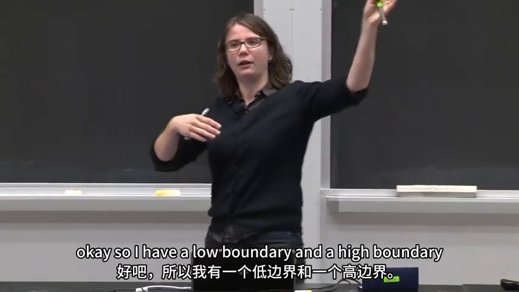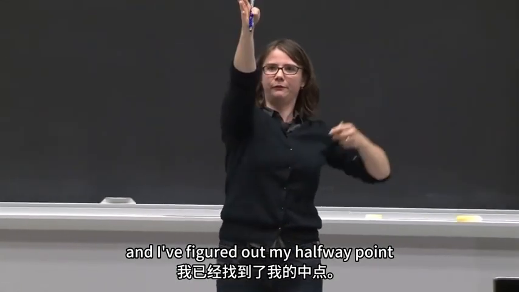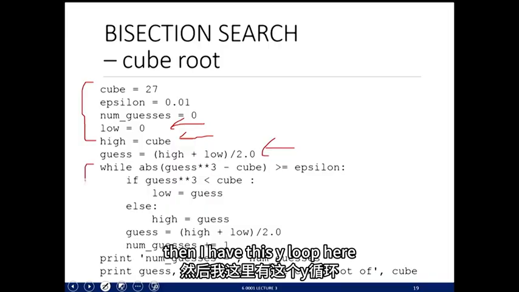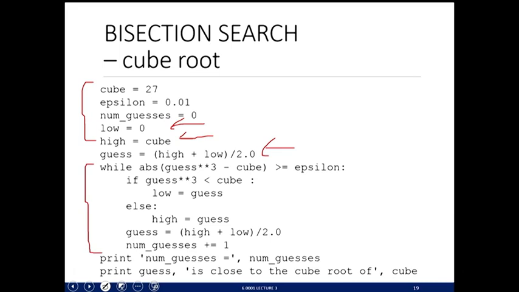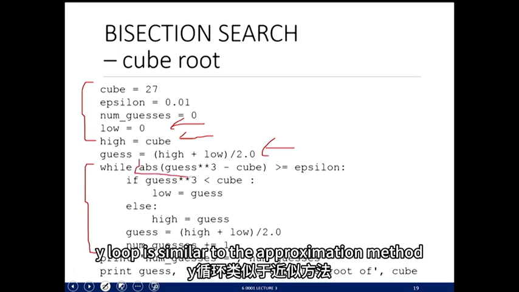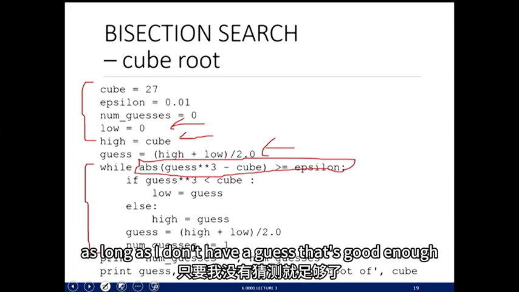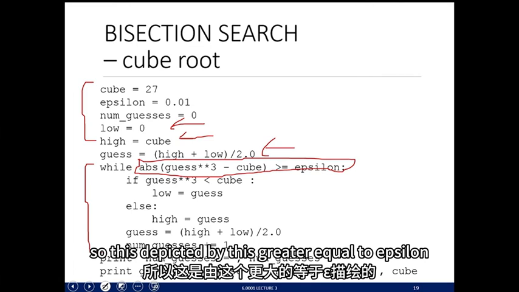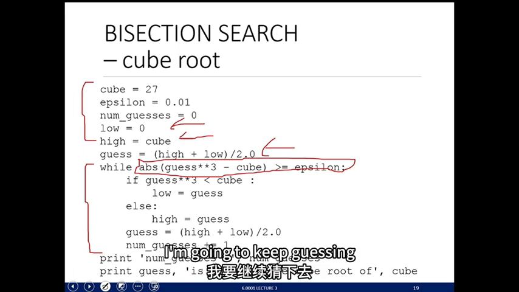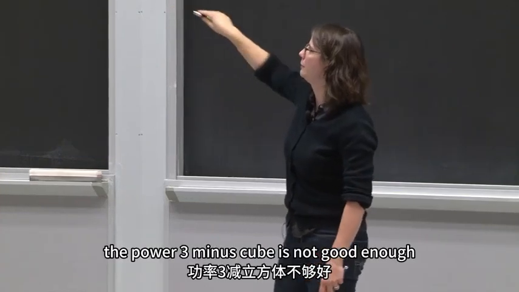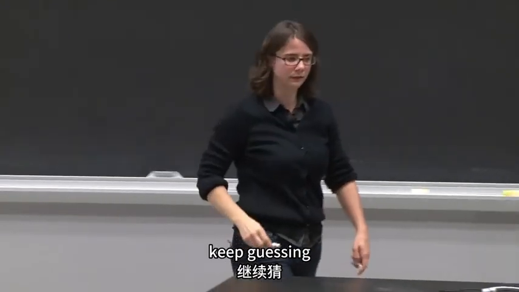Okay, so I have a low boundary and a high boundary, and I've figured out my halfway point. Then I have this while loop here. The while loop is similar to the approximation method: as long as I don't have a guess that's good enough, depicted by this greater or equal to epsilon, I'm going to keep guessing. That's what this while loop is saying. So if guess to the power of 3 minus cube is not good enough, keep guessing.